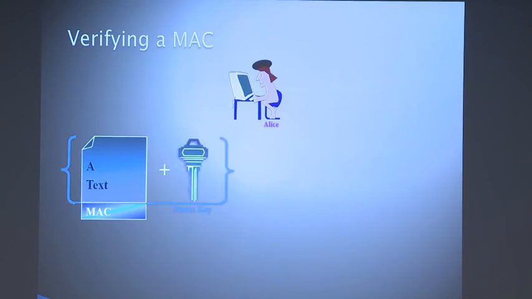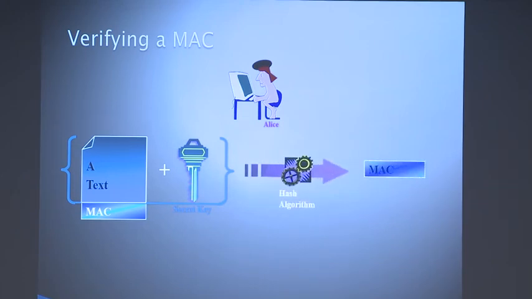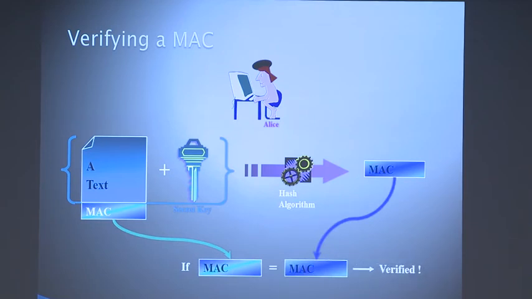Alice is going to take the text. She's going to add that secret key to it. Same thing that Bob did. She's going to now run it through the hashing algorithm, and she's going to get the message authentication code. She's now going to compare her message authentication code with that Bob sent her. It's going to tell her two things if this validates. What two things does it tell her?